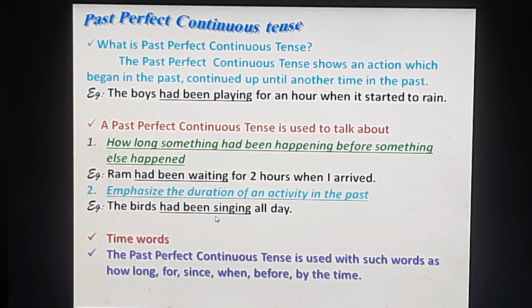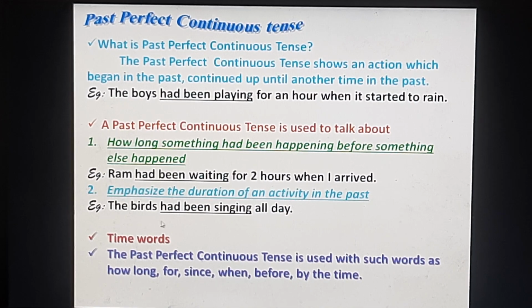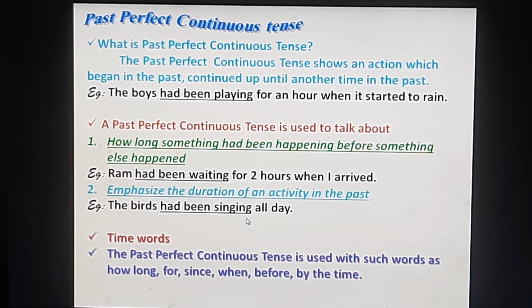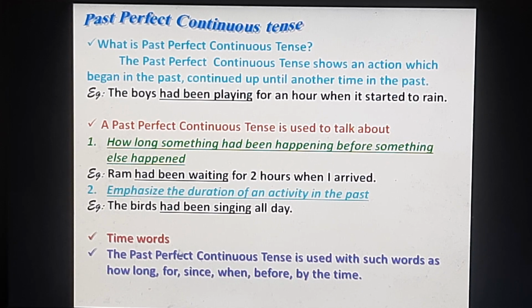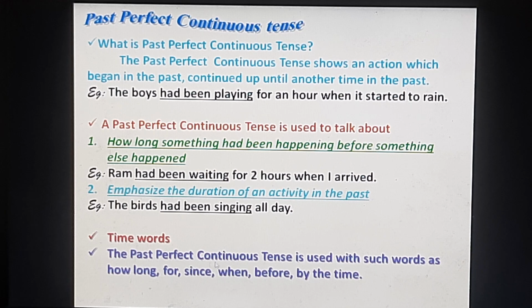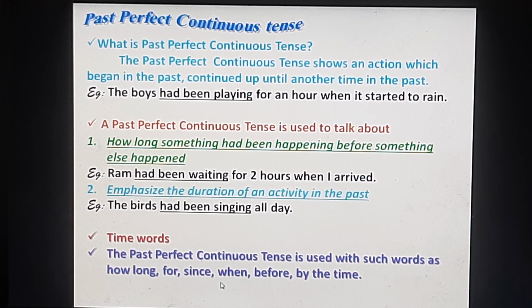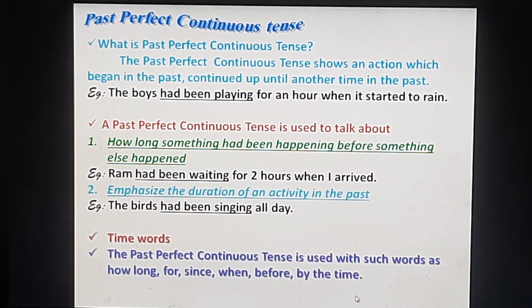The birds had been singing all day. Had been singing is the past perfect continuous tense, and it tells the duration, all day. Now, time words for the past perfect continuous tense are how long, for, since, when, before, by the time.